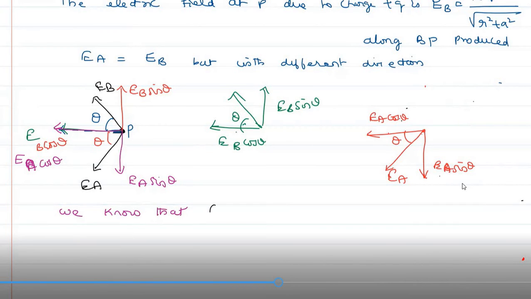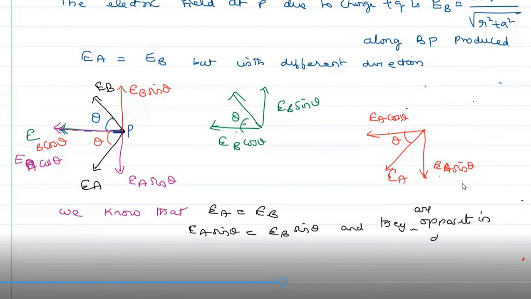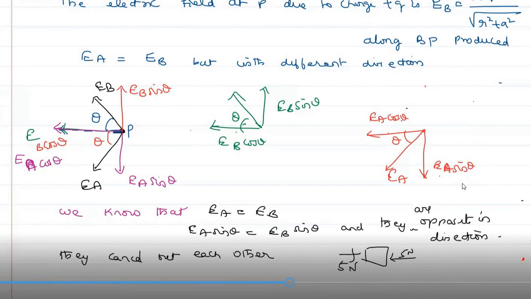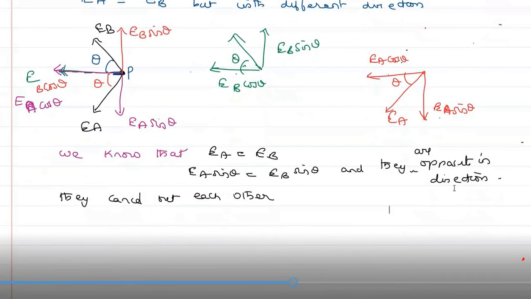We know that EA equals EB. So EA sin theta must be equal to EB sin theta, and they are opposite in direction, so they cancel out each other. Two vectors opposite to each other with the same magnitude, what is the resultant? It is 0, right? What is the net force acting on it? 0. Two equal and opposite cancel out each other. So what is left out? The left out is EA cos theta and EB cos theta.